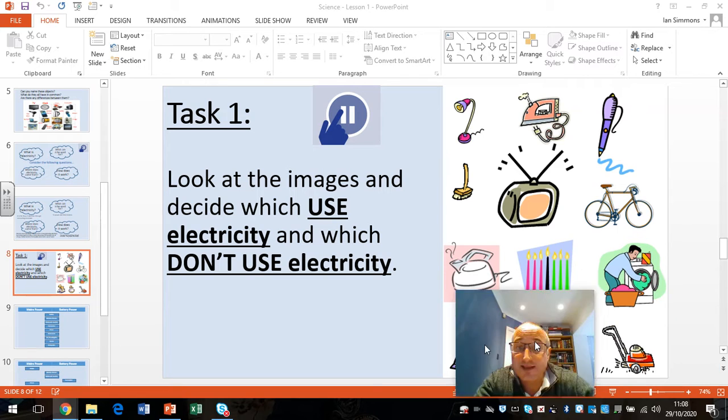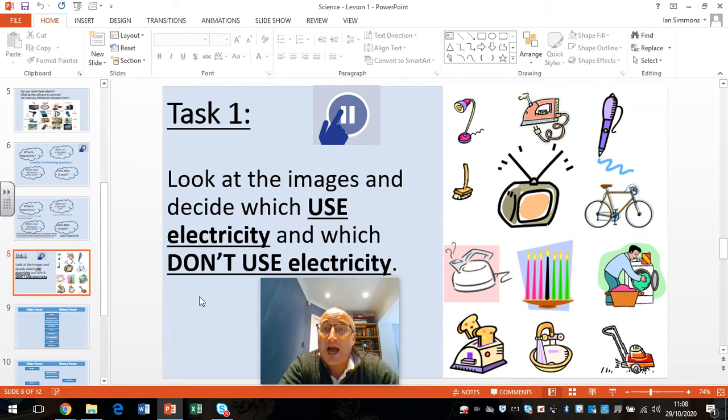So, your first task, I want you to look at these pictures here, and I want you to decide whether they use electricity or whether they don't use electricity. Pause now and have a go.